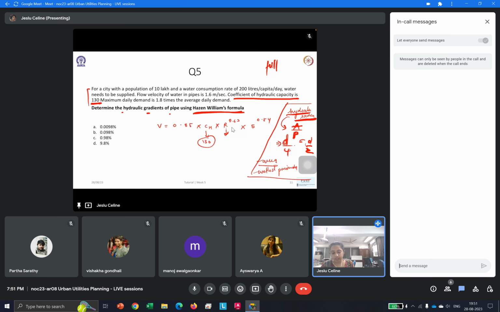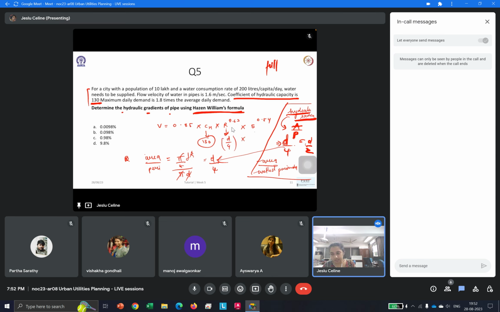So in this particular case, we know what D is. R for a circular pipe is area by perimeter. In terms of D, we have pi by 4 D square divided by pi D. Pi will get cancelled out, and it is D by 4. Correctly, as was pointed out, it is D by 4 if the pipe is flowing full. That is the assumption that we are taking. So in this case, it is D by 4.